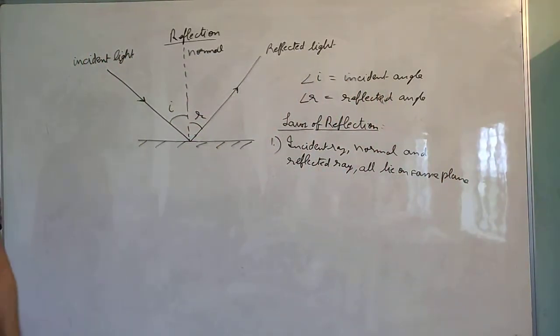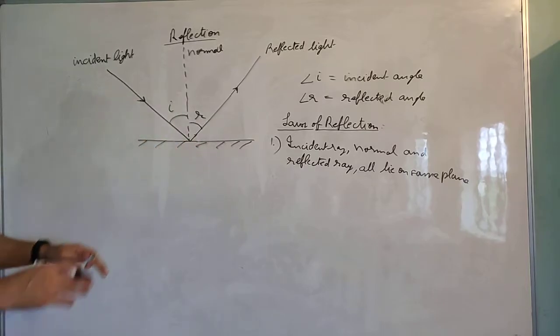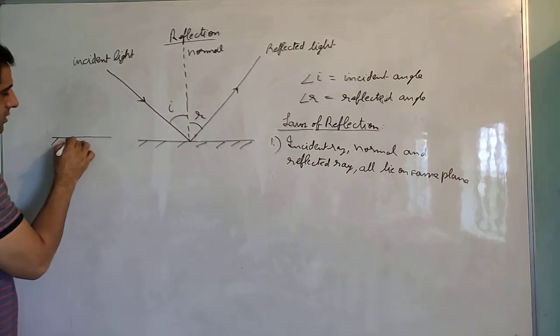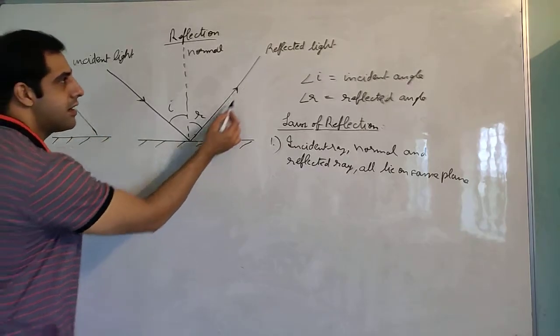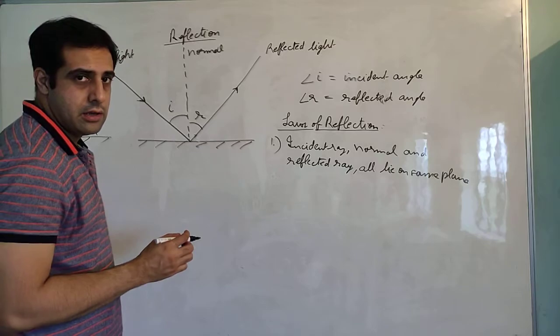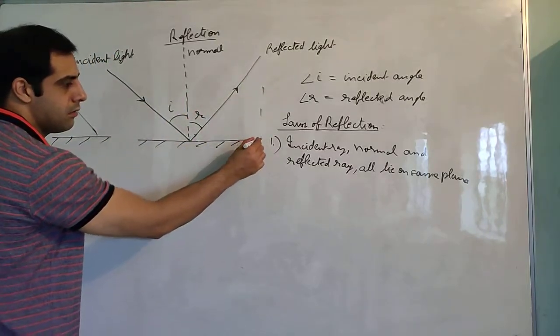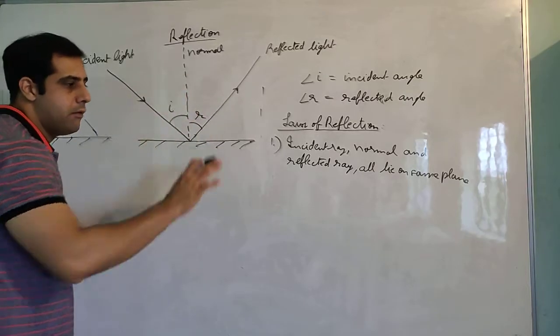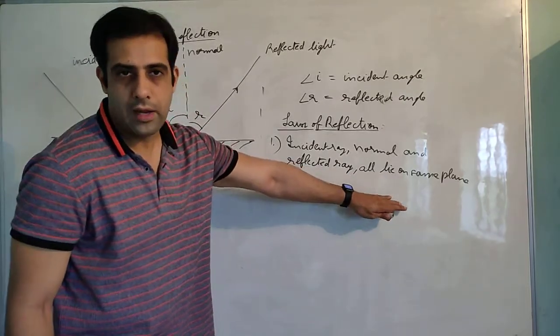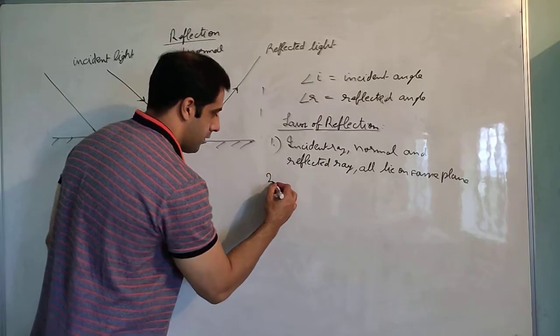All these three lines are lying on the same plane. It is not possible that if there is another surface here, then the incident ray will fall here and the reflected ray will go from this side, or we can make the normal here. That is not possible. All these three rays will be on the same plane. So this is your first law.